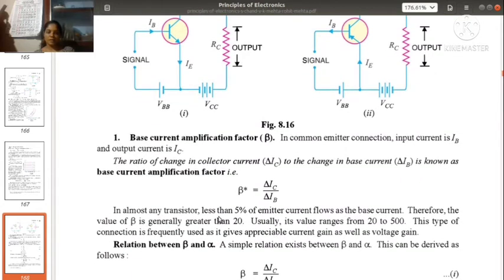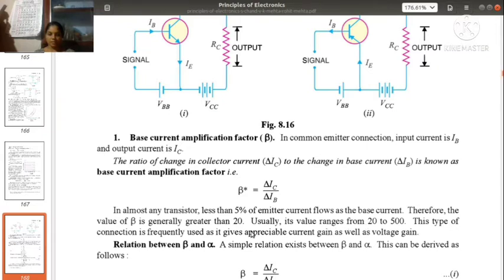In almost any transistor, less than 5% of emitter current flows as base current. Therefore, the value of beta is generally greater than 20. Usually, its value ranges from 20 to 500. This type of connection is frequently used as it gives appreciable current gain as well as voltage gain. So the base current is very small, and since IB is in the denominator, the value of beta is large, and it can vary from 20 to 500.